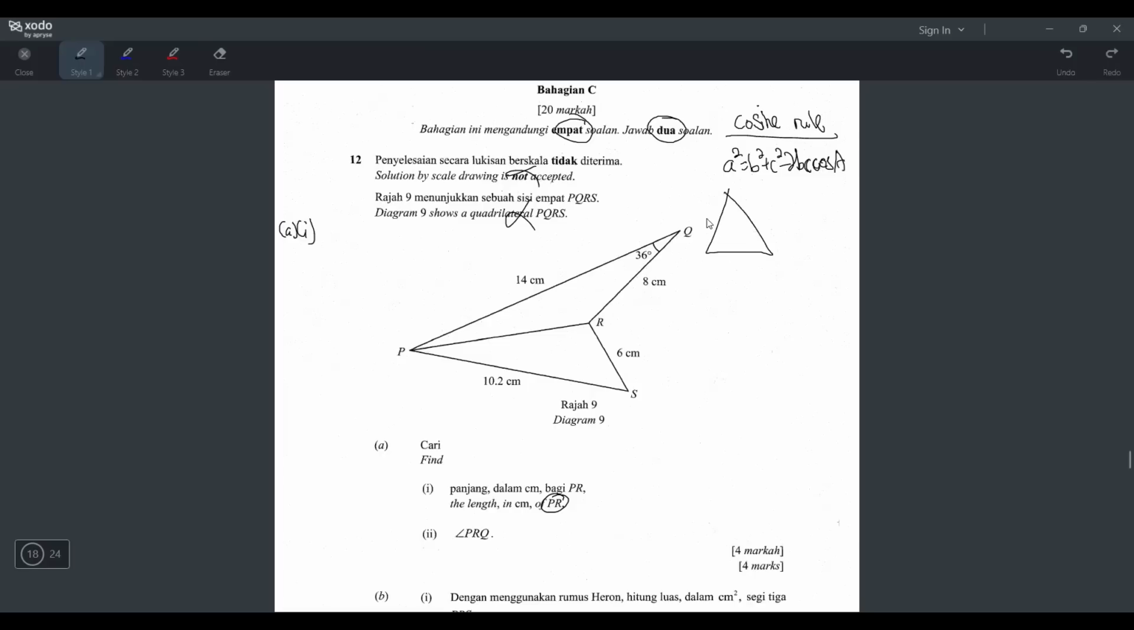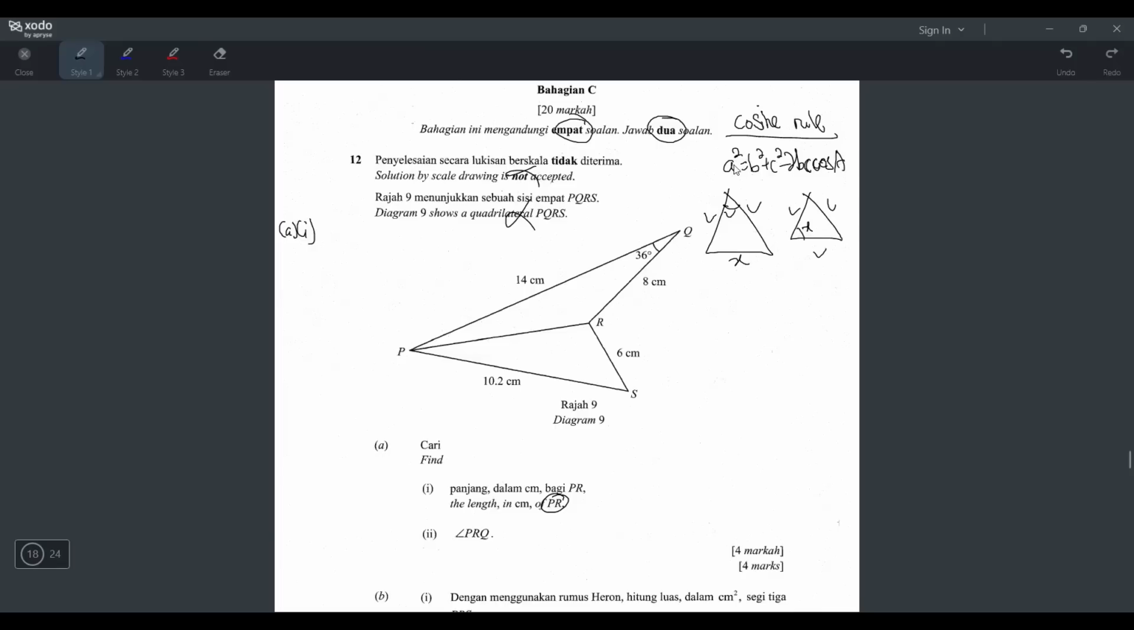First case is when they give you two sides, one included angle, and ask you to find the remaining side. And the other case is when they give you all three sides, and ask you to find any angle inside the triangle. Only these two cases can use cosine rule, and all the other cases cannot use cosine rule. So dua case ni saja yang boleh guna cosine rule, right?